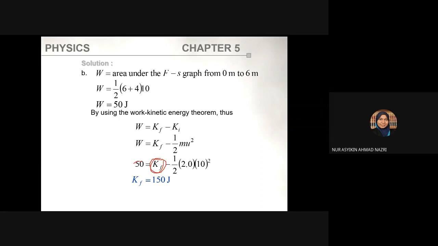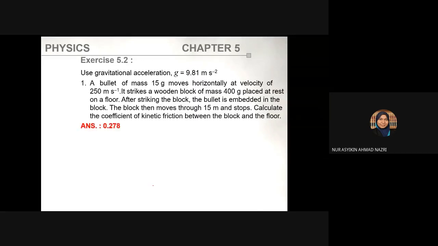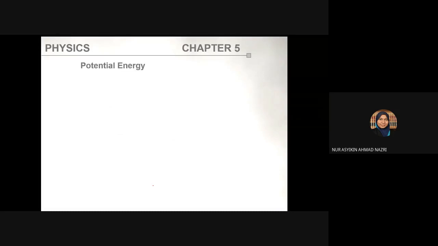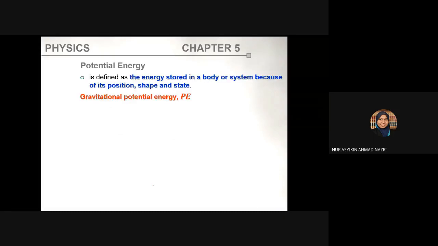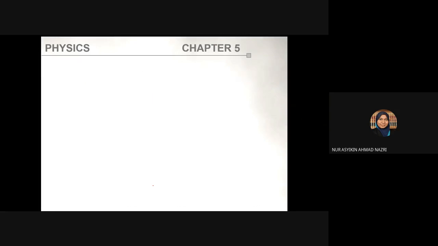Work done ni kenapa lain? Work done ni is sampai 6 saja. So this is your work done sampai 6 meter tu. Okay, and your kinetic energy is this value. Now dah sampai exercise. Ada lagi sebenarnya potential energy, tapi tak apalah, yang ni kita akan sambung esok.